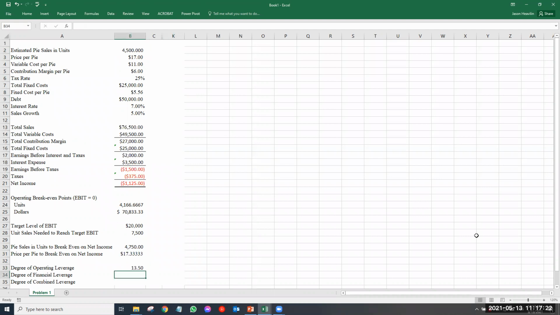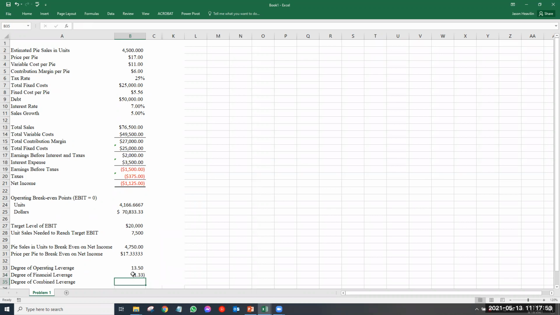Now, the degree of financial leverage, what do we do there? For the degree of financial leverage, we're going to use operating income, and we're going to divide it by the taxable income. And this is why. We take the operating income and we divide it by the EBT, taxable income, earnings before taxes. Because what's in between those two numbers is your interest expense. So that's the fixed cost associated with financial leverage.